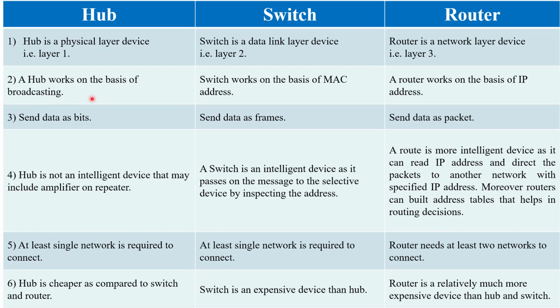Hub works on the basis of broadcasting. Hub always broadcasts the data. Switch works on the basis of MAC address. Switch always finds the MAC address of the destination and then sends particular data to the intended destination. Router works on the basis of IP address because it is an internetworking device. Hub sends data in the form of bits. Switch sends data in the form of frames.